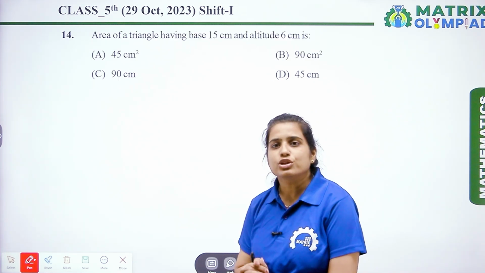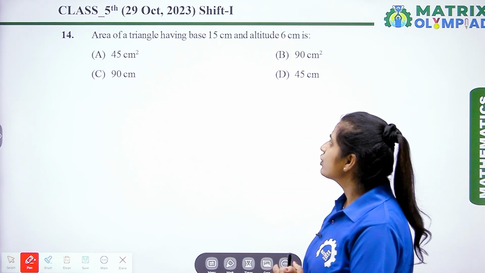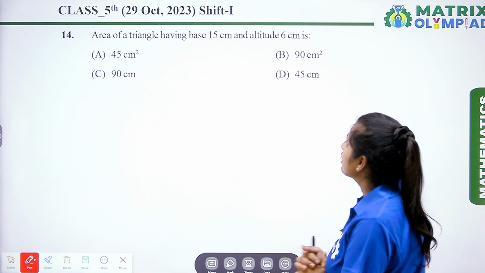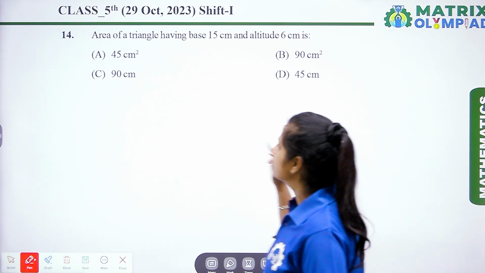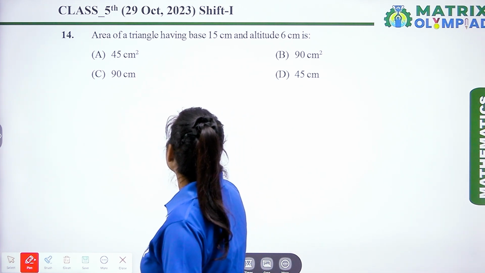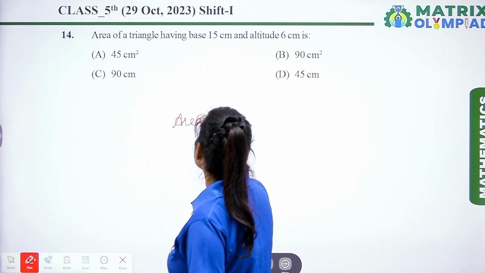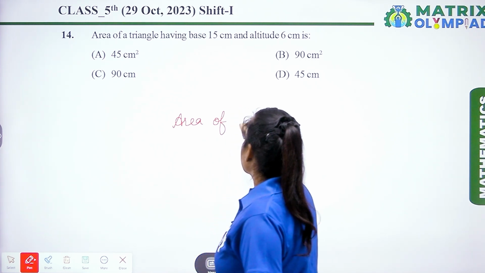Now the next question is question number 14. Area of a triangle having base 15 cm and altitude 6 cm is. So we have to find out the area of a triangle, and we know what is the area of a triangle.